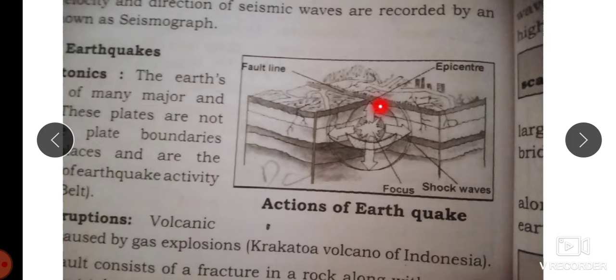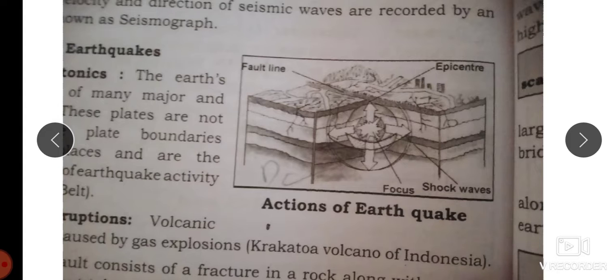The scientific study of earthquakes is called seismology. The origin, time, velocity and direction of seismic waves are recorded by an instrument called a seismograph. Now we have to know what the causes of earthquakes are. The causes of the earthquakes are plate tectonics, volcanic eruptions, faulting, and man-made factors.